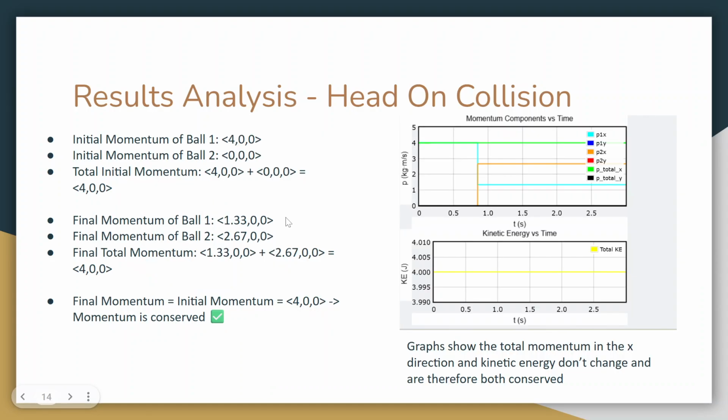So again, initial momentum of ball 1 and 2 and total initial momentum is the same as the glancing, but the final momentums change, and you can see those in the video. And again, if you add them both, then the vector results in 4, 0, 0, which is the same. So final momentum again equals initial momentum, and momentum is conserved.